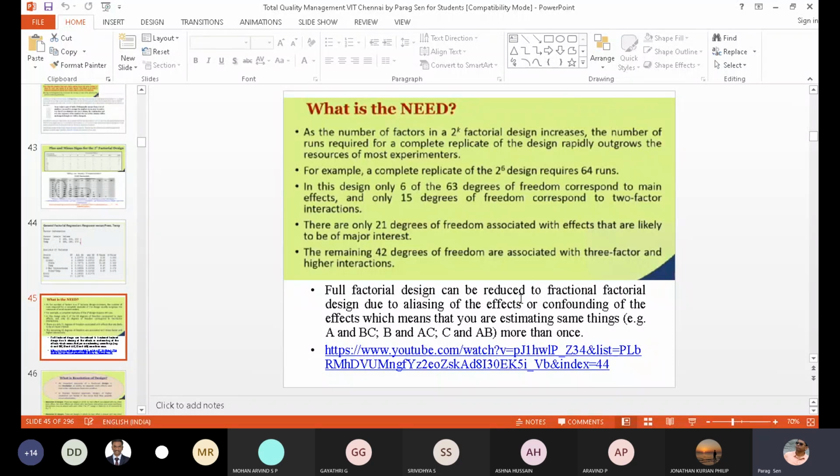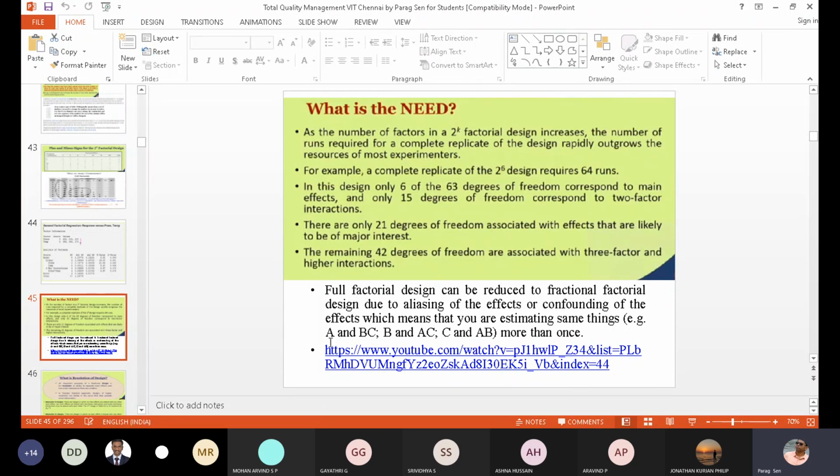It is seen. Okay, this is a natural tendency. Now, full factorial design can be reduced to fractional factorial design due to aliasing of the effects or confounding of the effects, which means that you are estimating the same things. Suppose A and BC, B and AC, C and AB, more than one. I have provided more than once.